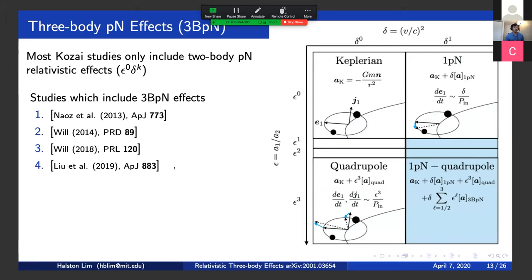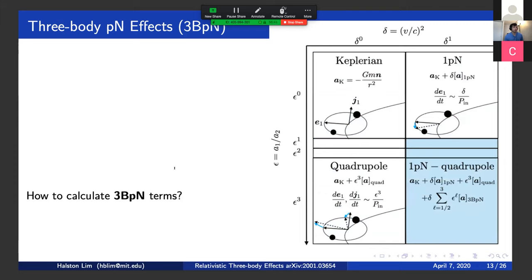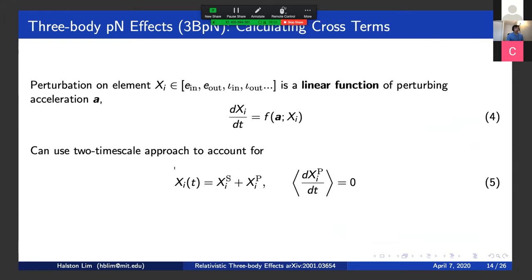The reason why I decided to revisit this calculation is because there's some disagreement in the literature of the results. And also these studies look at a different part of parameter space than I was hoping to examine. So I decided to recalculate the three body PN terms and do my own work as self-consistently as possible. So I just want to give some background of how to calculate these mixed order terms.